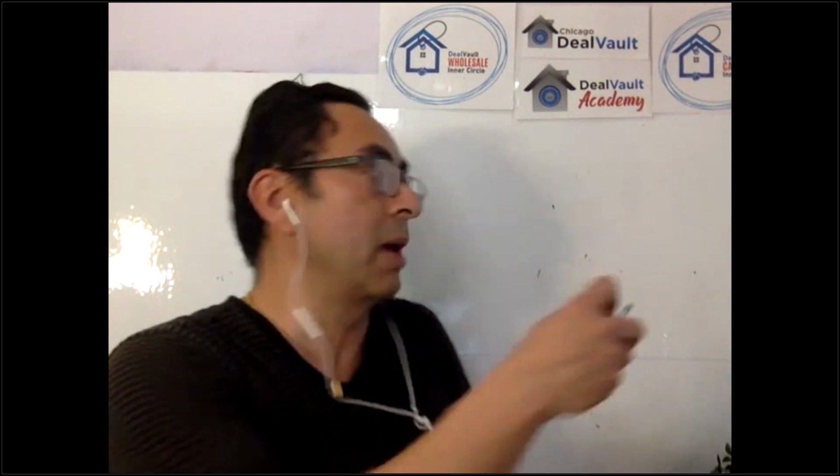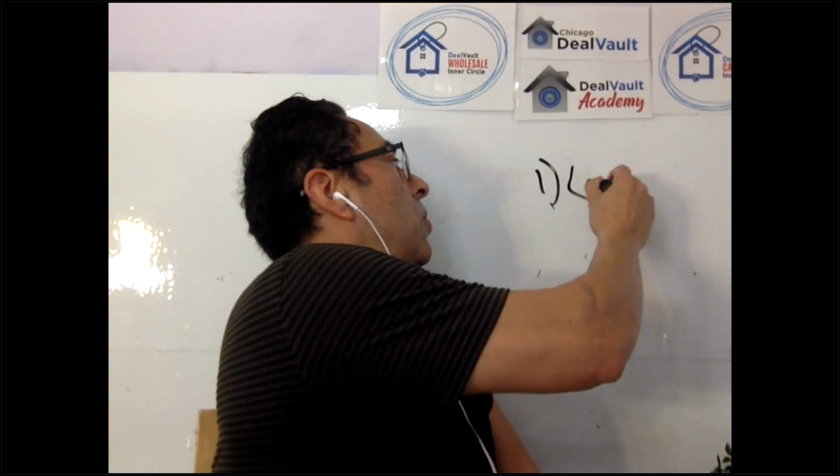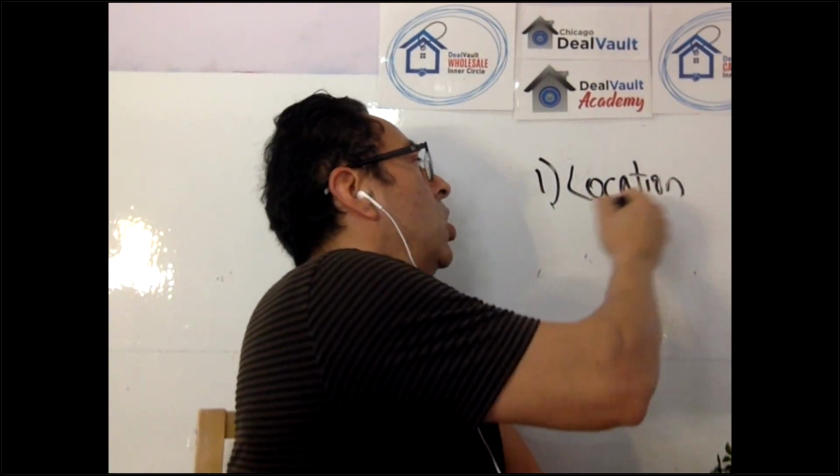But before you dive into the properties, you need to look at the geographic location of the property. Some investors dive into the numbers without realizing that the location of the property is not good at all. So I'm going to tell you the sequence of steps when analyzing a property. The first one is going to be location.